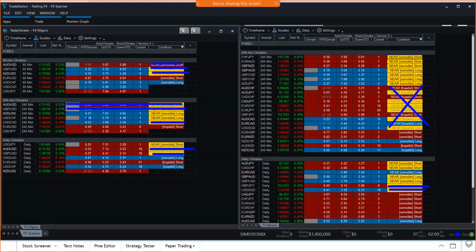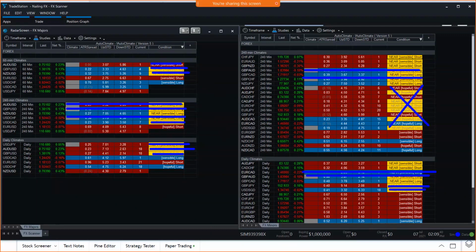There you go. And we would remove this one. So we're left with just one to be looking at, which would be the New Zealand dollar on the 240-minute climate. We'd also get rid of this one here because it's grey. We would get rid of this one and this one. And we would get rid of this one. Also, you'll notice there's one here that's not yellow anymore. So we get rid of that one as well.